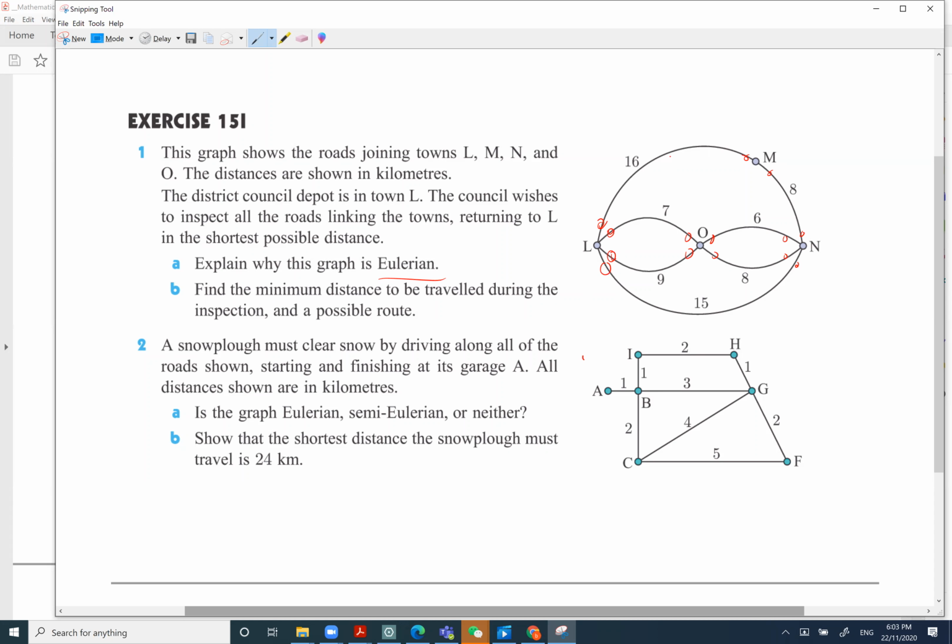If it's an Euler ring, you don't need to repeat the edge. You can just travel all edges without repetition. So you need to start from L.